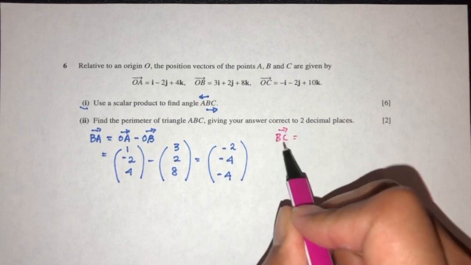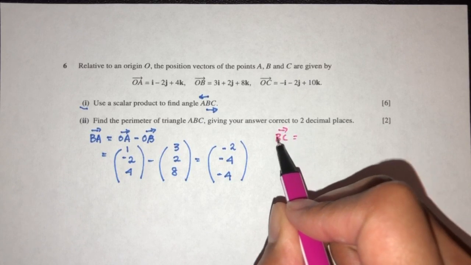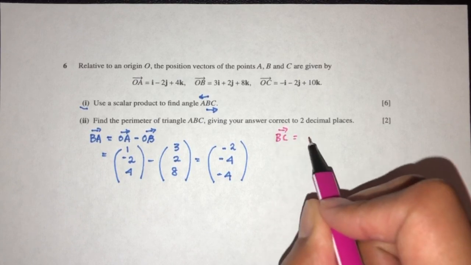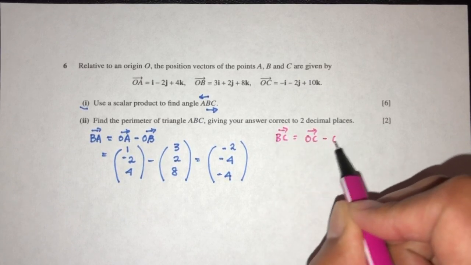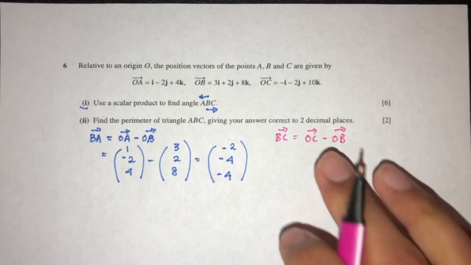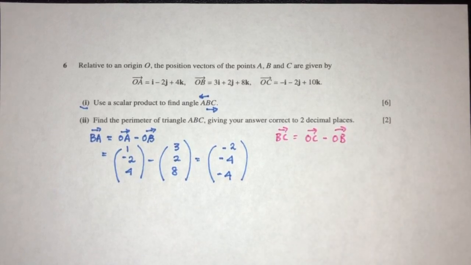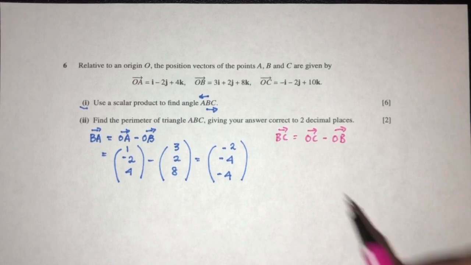The next one is we have to find BC. By definition, we take this one first. Always to find this vector, we take the second one, OC minus OB. Now if you guys want to understand why it is in this way, I've made a video about this before. You can go check it out on the channel. Type in vector YAB is equal to something. You will see the video.